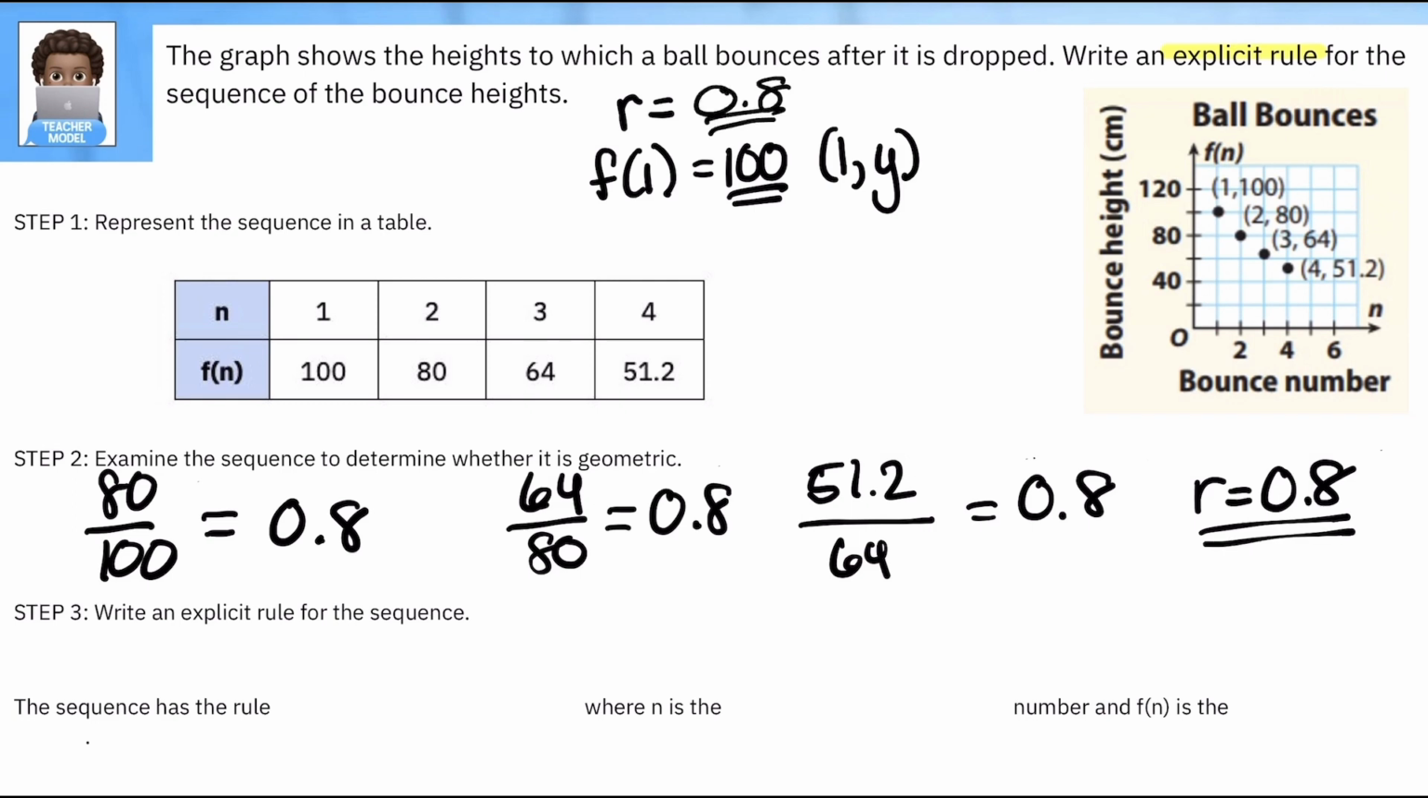And that makes sense. It just means that instead of your bounces getting bigger, they're getting smaller each time by multiplying by a number less than 1. We're multiplying it by 0.8. So it's 80% of the original bounce.